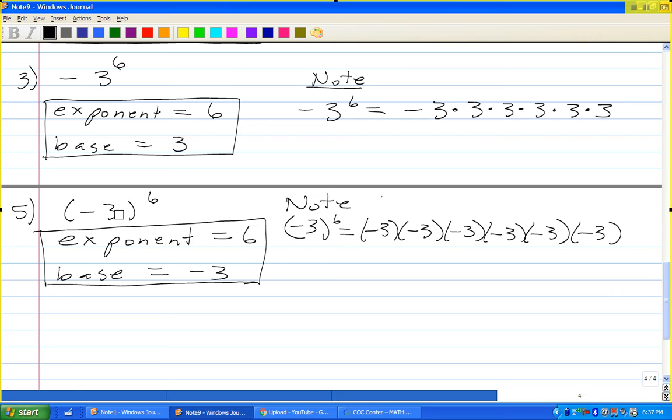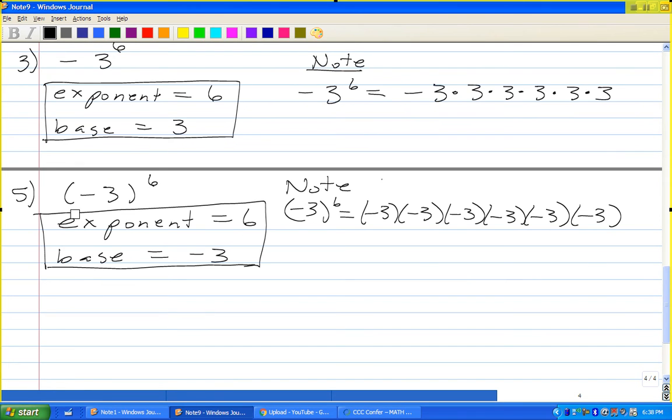So if you wanted the base to be negative, I have to put a parenthesis. So if I wanted this whole quantity to be the base, I need a parenthesis. Otherwise, this negative out here will not be included in the base. So if you wanted to include the negative in the base, you would need a parenthesis. Otherwise, it wouldn't be included.